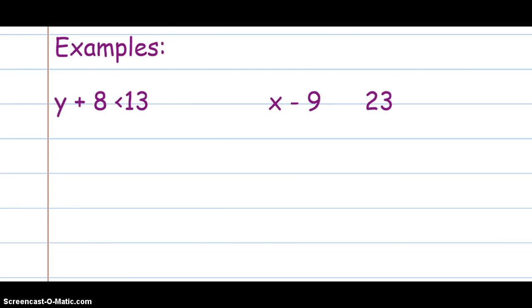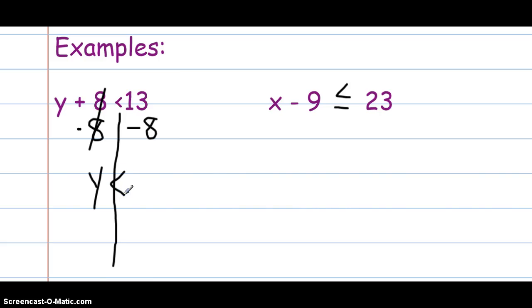The first problem, y plus 8 is less than 13. So we're going to start by drawing our line down, separating the two sides of our inequality. Then we need to use the inverse operation. Right now we're adding 8, so the inverse operation will be to subtract 8. So we're going to subtract 8 from both sides. On the left side, the 8's cancel out and we are left with y. Our sign is a less than sign. And then 13 minus 8 gives us 5. So y is any number less than 5.